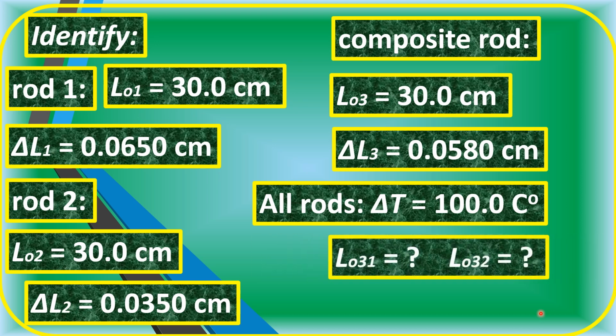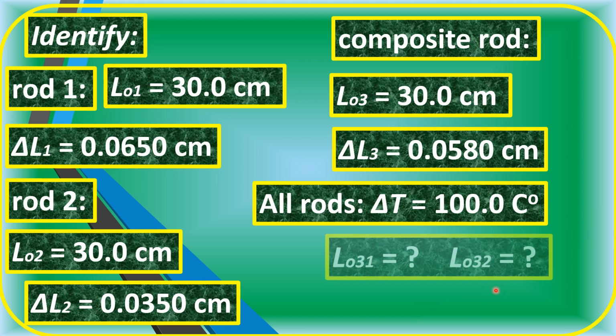So for the target variables, we have to find the initial length of the portion of the composite rod that is made from rod 1. We label that as L sub naught 3, 1. And the rod 2 portion of the composite rod, its initial length is labeled here as L sub naught 3, 2.